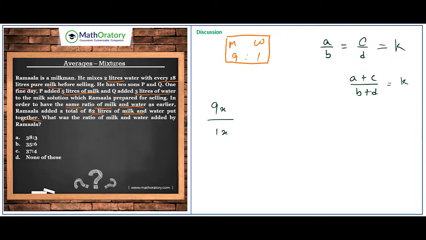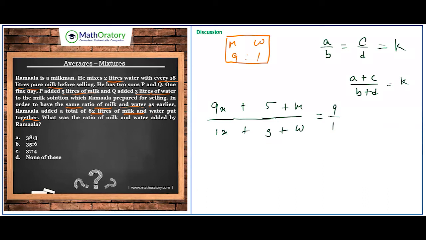The two sons have added 5 liters of milk here and 3 liters of water. So this is what they have added. But then Ramla added another mixture of a certain ratio, so let's say certain milk and certain water. Effectively, this is what happens to the final milk and final water. Let me revise this once again. Initially, Ramla had 9x and 1x milk and water. I'm writing milk by water in each of the cases. To that, the two sons mixed 5 milk and 3 water. Finally, Ramla is adding some M liters of milk and W liters of water into it to again get this 9 by 1 ratio, right?